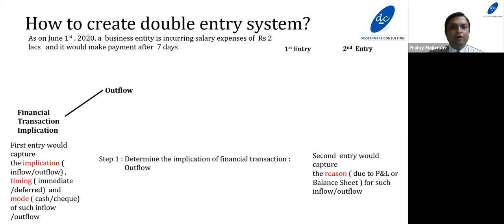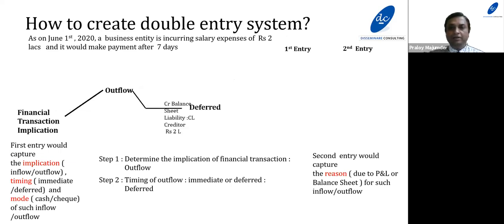Now there can be an outflow which is deferred. For example, as on June 1st, 2020, a business entity is incurring salary expenses of rupees 2 lakhs, and it should make the payment after 7 days. So as on June 1st, 2020, it is not immediate, it is deferred. If it is deferred, then the first entry would be credit balance sheet, liability, current liability, creditor, rupees 2 lakhs, credit profit and loss, expenses, salary.